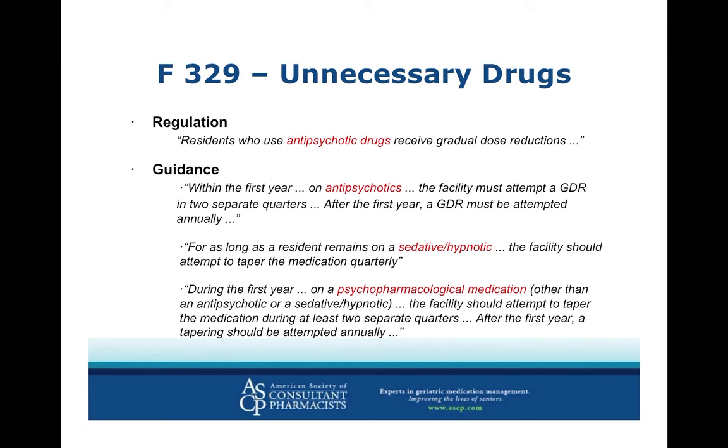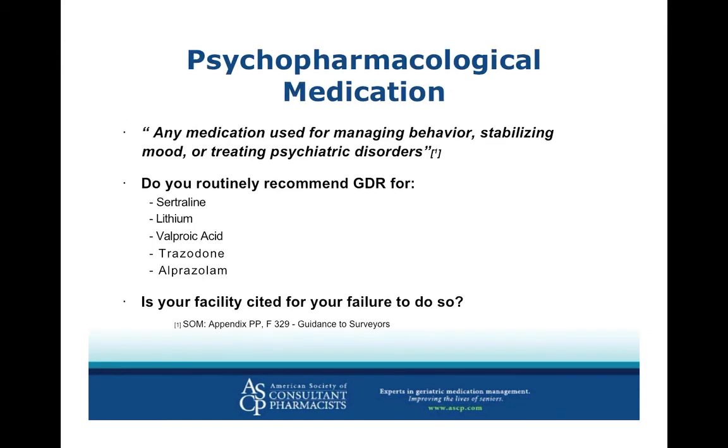And during the first year on any type of psychopharmacological medication, there should be an attempt to taper the medication at least 2 separate quarters, and after that first year, a tapering should be attempted annually. And what is a psychopharmacological medication? Any medication that's used for managing behaviors. For example, antidepressants, lithium, anticonvulsants are sometimes used in behavior, like valproic acid is used sometimes in bipolar disorder. Trazodone, low dose, is sometimes used for sleep.